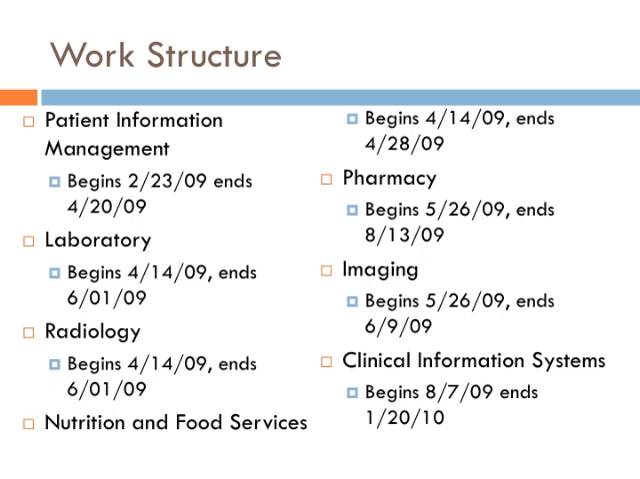So, as you can see, patient information management ends on April 20th, 2009, and about a week before that, on April 14th, 2009, laboratory begins. The discrepancy is because there is training involved in patient information management, and that training doesn't affect the ability for the configuration of laboratory to begin.